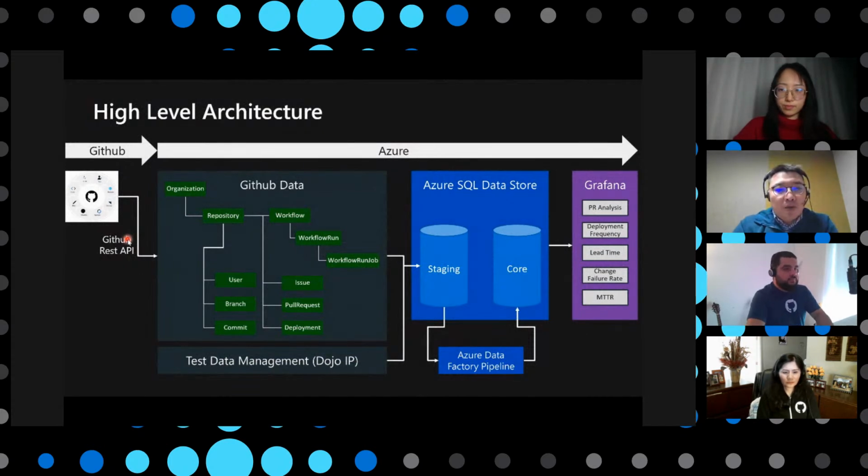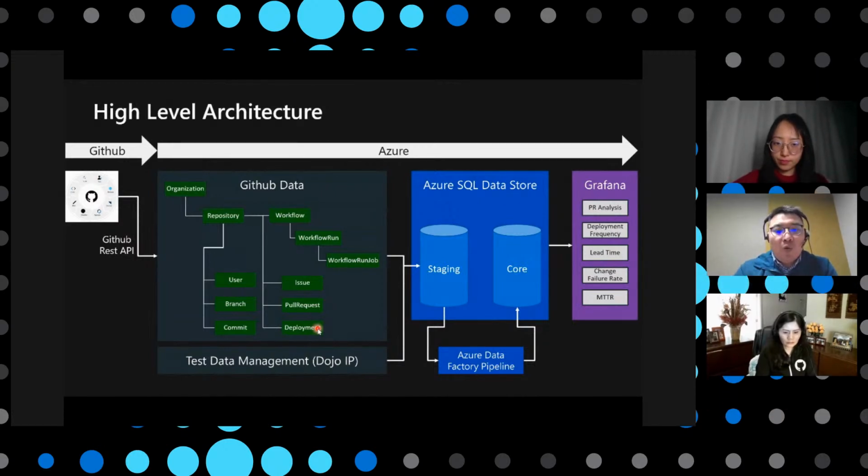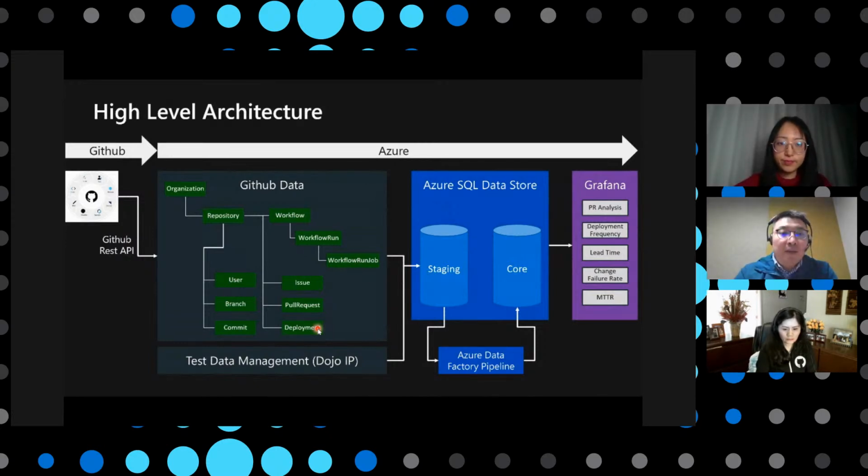By using the GitHub REST API, we are able to get the data starting from an organization, for example the Microsoft organization, where there are hundreds or thousands of repositories. Under each repository, we have different users, branches, and commits. So that's where we can associate those KPI metrics to different users and different commits. And then there are the issues, pull requests, and deployments, which were already introduced by Ken. Those are the work items or bugs worked on by the team.